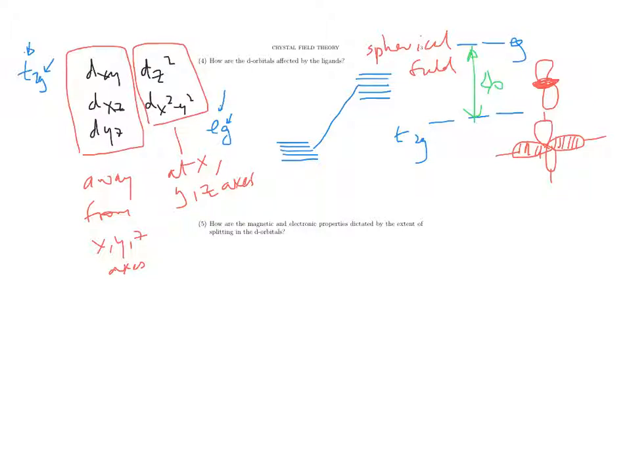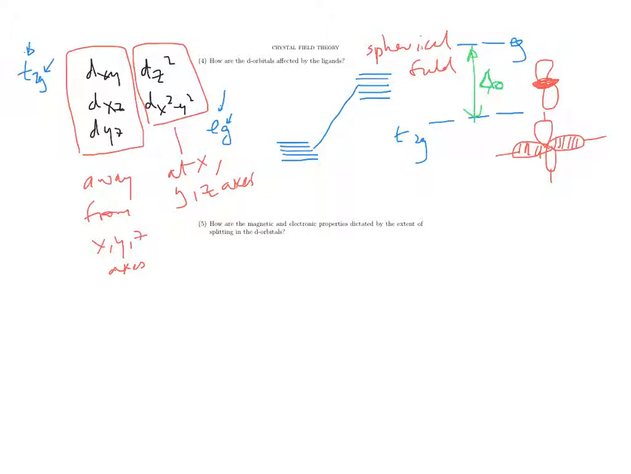So, to recap, because the d orbitals are in different spatial relationships with respect to the ligands, some of the d orbitals go higher in energy and some of the d orbitals go lower in energy. And the extent to which we differentiate between the two is known as delta O, or the octahedral crystal field splitting energy.